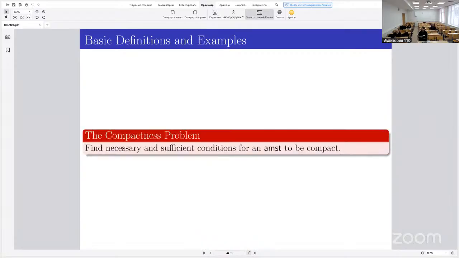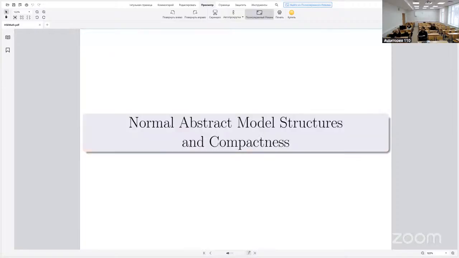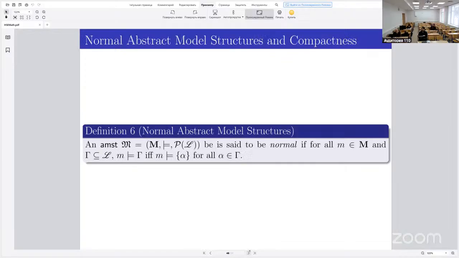The compactness problem then is to find necessary and sufficient conditions for an AMST to be compact. This is the central focus of this talk, and we are going to investigate this for normal abstract model structures and discuss compactness of these structures. A normal abstract model structure, as was already guessed, is said to be normal if gamma is satisfiable if and only if every element of gamma is satisfiable. Exactly. This is the more traditional notion. That's why I call it normal.